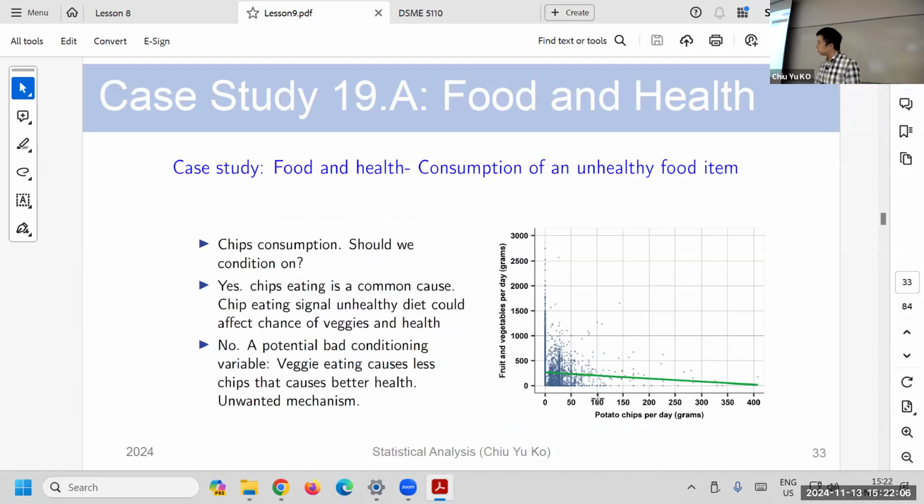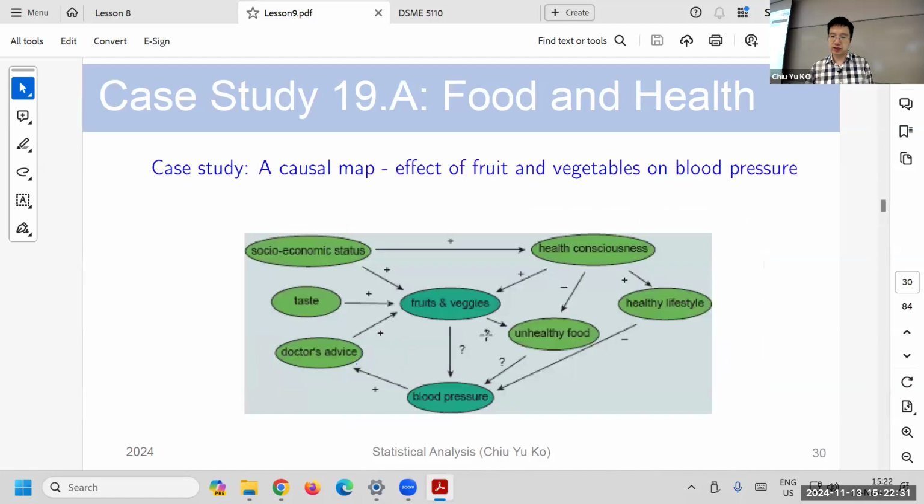And in the US, people eat chips. So you can see people who eat more chips eat less veggie. But it can go the other way around: you eat more veggie, then you eat less chips, because your stomach is fixed. So it's a common cause. We just saw that there.